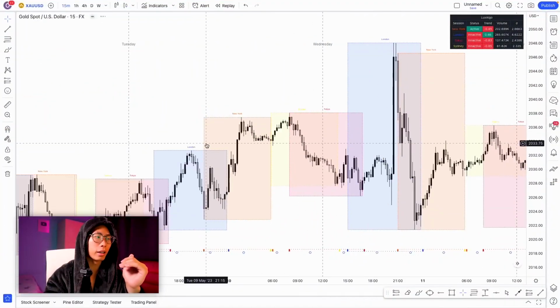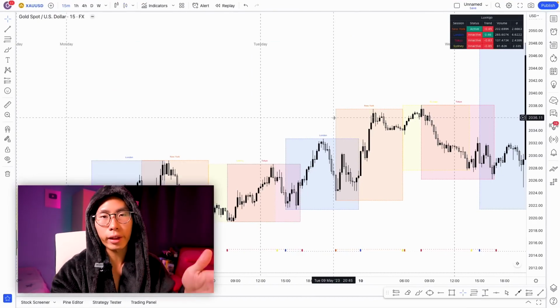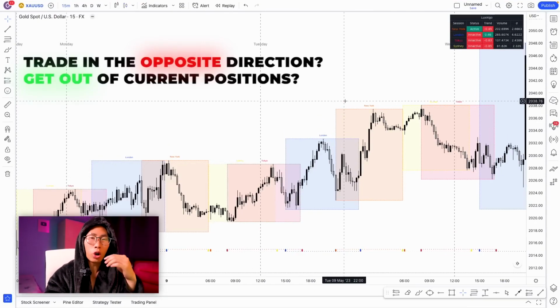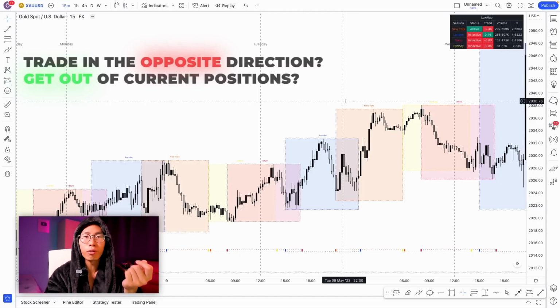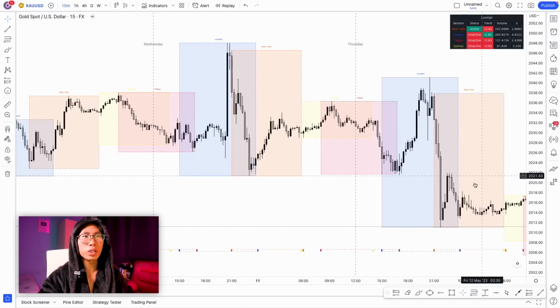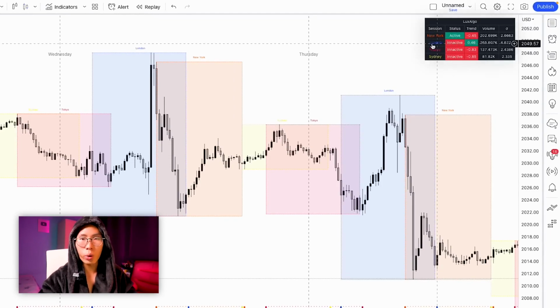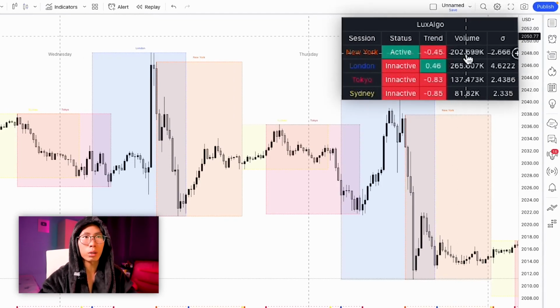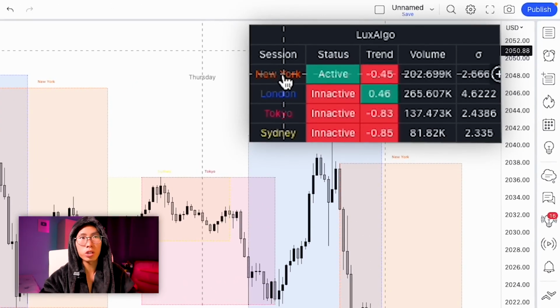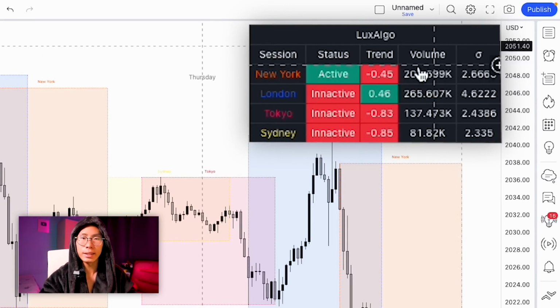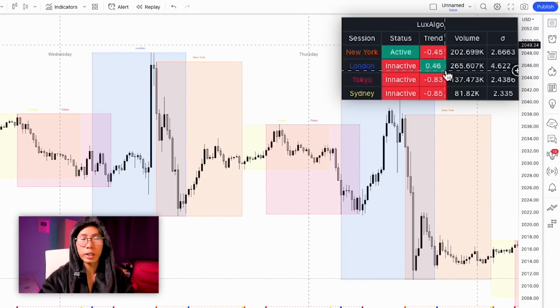So by having this indicator, you will know that, oh, the London session is starting soon, the New York session is starting soon. So maybe I can look to either trade in the opposite direction or get out of any current positions that I have right now. And in addition to all these boxes that you have right here, it also literally tells you what session you are in right now, what's active, what's inactive, and also shows you some sort of volume that we have right here. The trading volume for the New York session is the highest, followed by London, followed by Tokyo, and followed by the Sydney session. So that's the first hack that you guys must understand.